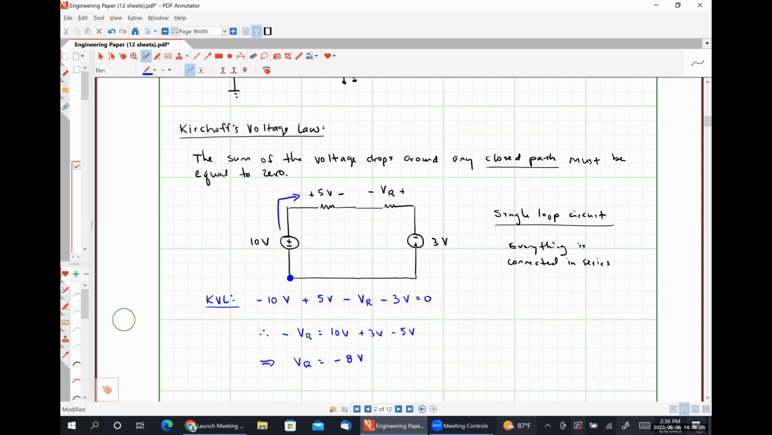So we've just applied Kirchhoff's voltage law around this loop to solve for an unknown voltage. Before we work another example, which is a little bit more difficult, does anybody have any questions about how I wrote that equation?